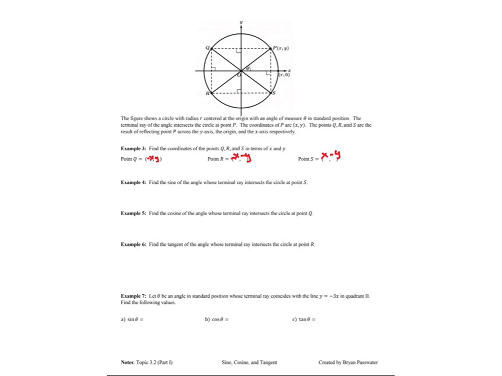x and y. So example 4 says, find the sine of the angle whose terminal ray intersects the circle at point S. And the radius is r. Negative y over r. Good. So we're looking at point S, whose ordered pair is x comma negative y. Sine is y over r. So in this case, the y value is negative y, and the radius is r. Is that making sense?